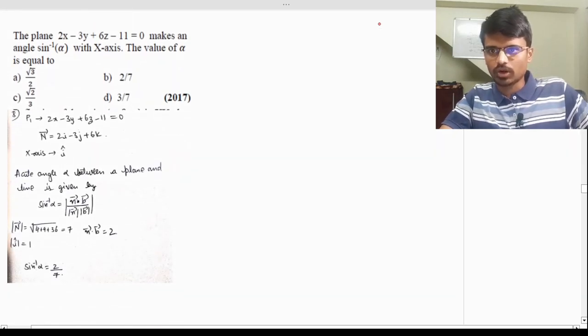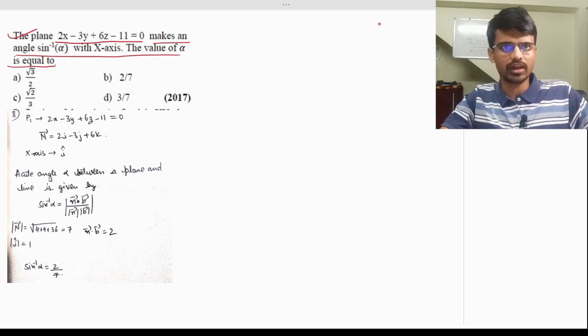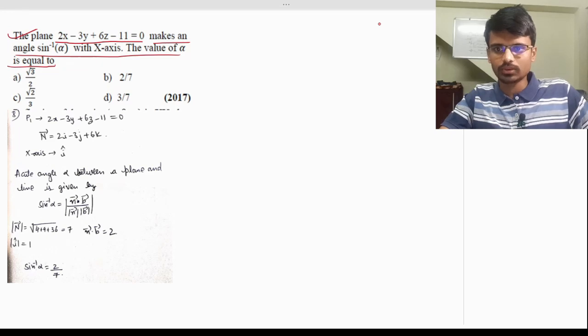Moving to our next question, what we have got: the plane 2x minus 3y plus 6z minus 11 equal to 0 makes an angle sine inverse alpha with the x-axis. The value of alpha is equal to. Okay, so we have learned this, right? Let me just write step by step. The equation of the plane they have given us. Through the equation of the plane, I have written down the normal vector. They are nothing but the coefficients of x, y and z: 2 i cap minus 3 j cap plus 6 k cap. So this is my normal vector. The x-axis, I can represent using i cap. Everyone agrees there? That is the trick here.